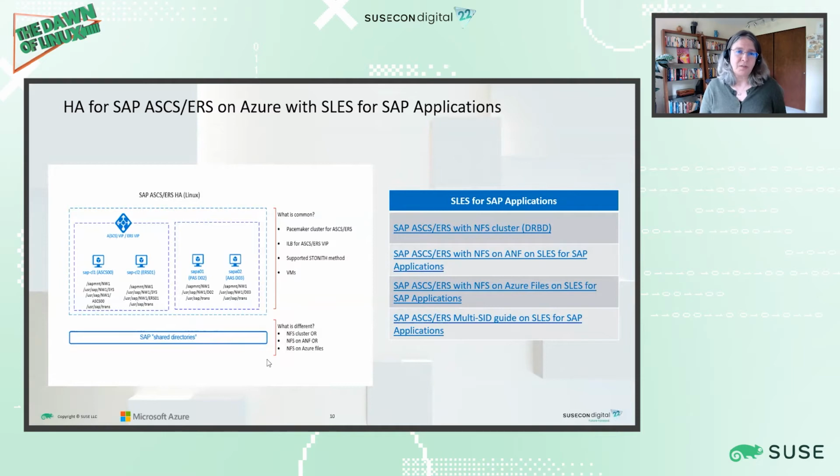By SAP shared directories, I'm referring to SAP M&T, I'm referring to USR SAP, ASCS, or ERS. Depending on the architecture, you either have an NFS cluster, which you, the customer, build by yourself, or you can choose one of the reference architectures which relies on native NFS offering in Azure. And the two offerings are NFS on Azure NetApp Files, or the other one is NFS on Azure Files.